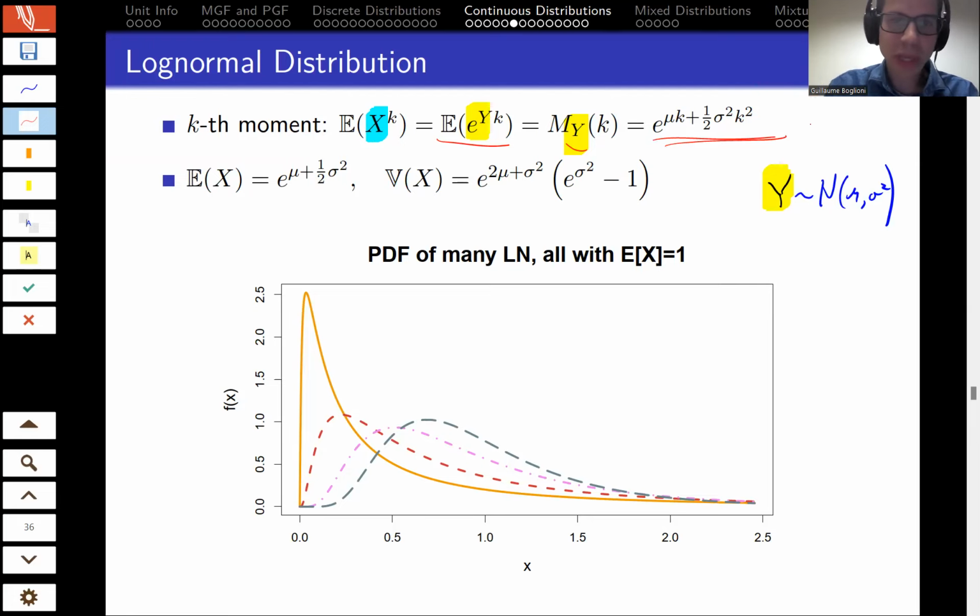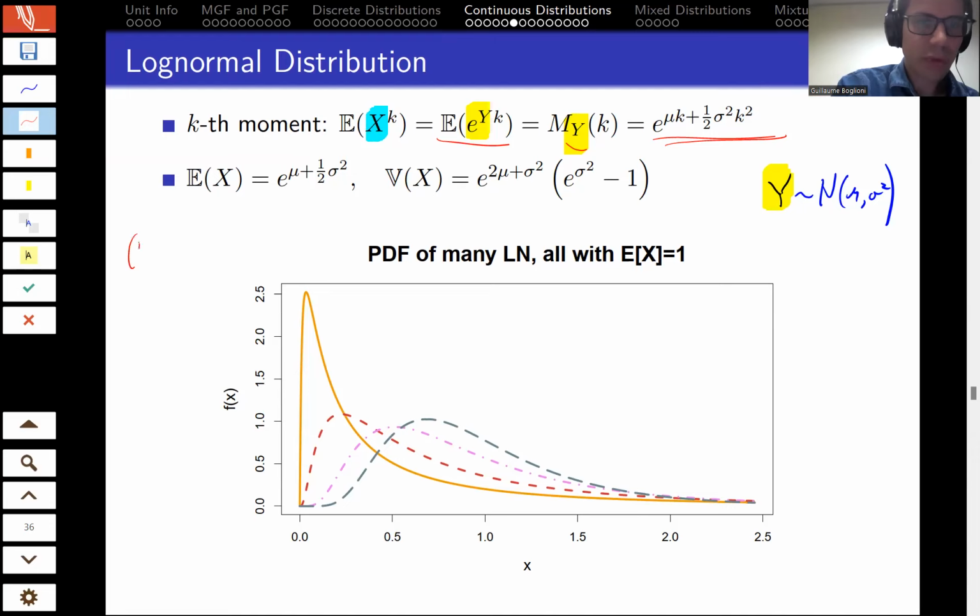Okay, and from this, because k here, maybe we should have written, k can be anything, right? K can be any positive or even negative. There's no restriction on k here for those manipulations to work. But in particular, if k is 1, then of course you fall back on the expectation, and then you can find the second moment, expectation of X to the 2, and from that you can deduce the variance.